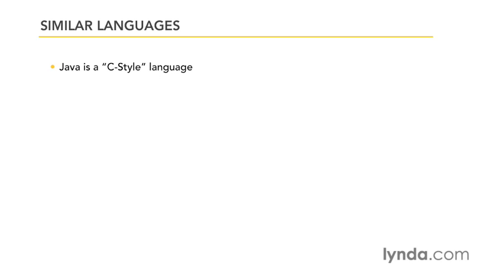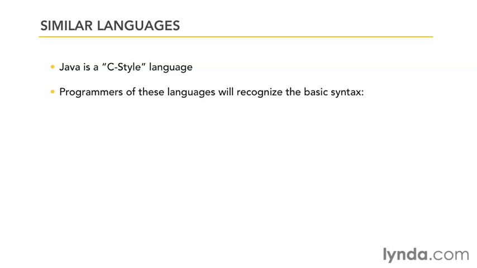Java is a C-style language. That is, its syntax and basic appearance look very much like the language C. And there are a number of programming languages who share these characteristics. If you've worked in any of these languages, you'll recognize Java very, very quickly. They include C, C++, C#, JavaScript, and even PHP. All of these languages share basic syntax rules, and you'll be able to adapt your existing knowledge to Java very fast.